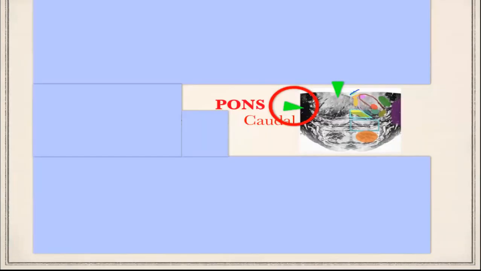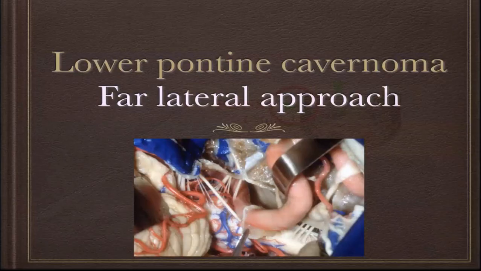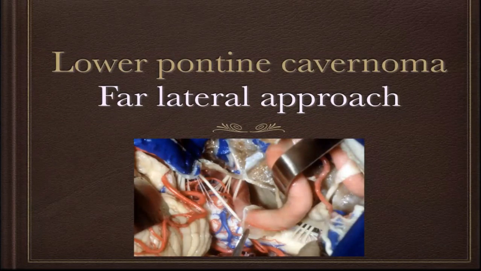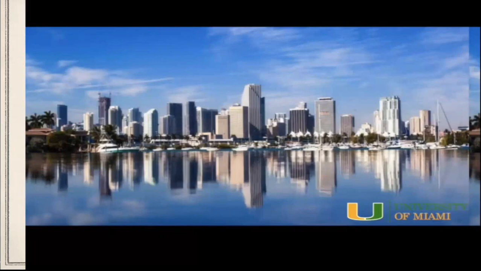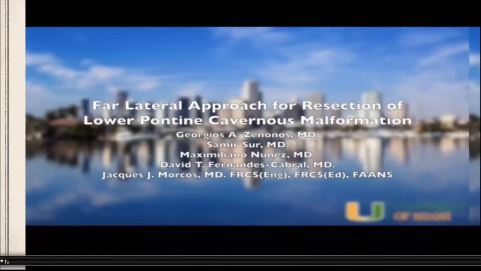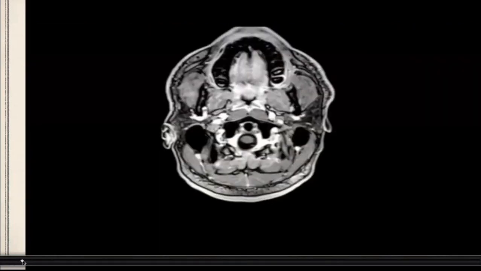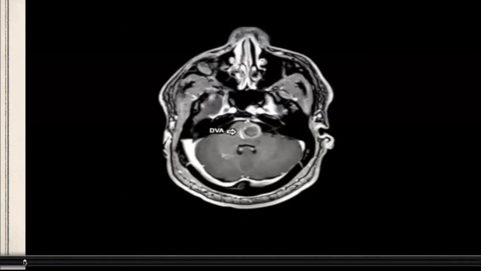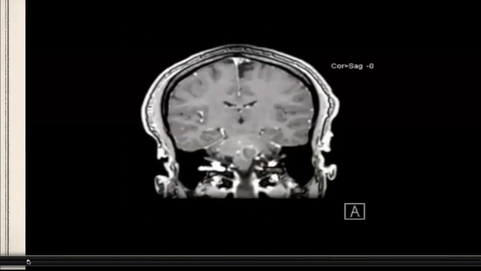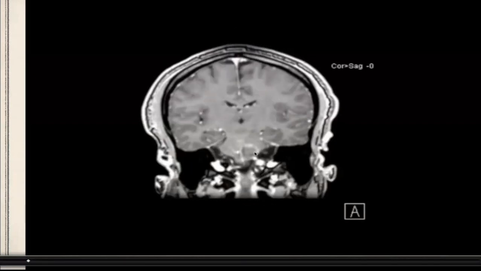I'll move to another caudal pons case, a lower pontine cavernoma, where I'm using, again, one of the most useful approaches, the far lateral approach. Again, this is a video edited by my former fellow, George Zenonos, who's in Pittsburgh now, of a far lateral approach to a lower pontine cavernoma. It's also published. Here is the lesion. Why? Look at the DVA. Now, why far lateral? Well, look how low it is.